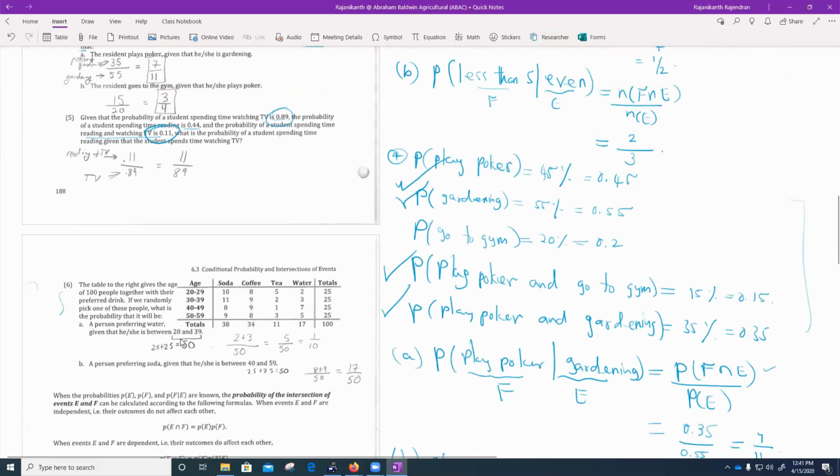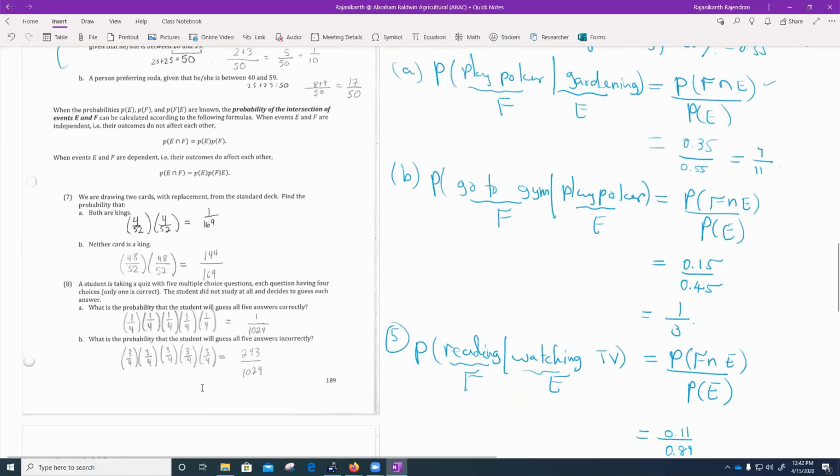So I'm leaving number 6 for you guys. Why don't you try number 6? So you are given a table here now. Make use of this table as an information chart and try to find out these two questions. If you feel any difficulty, please let me know.